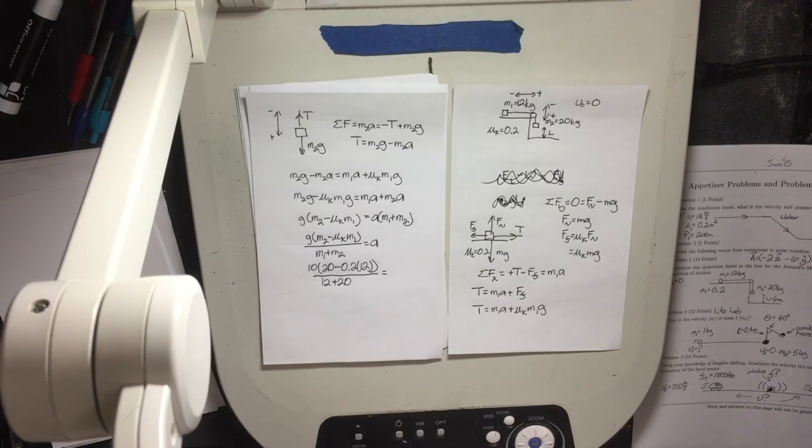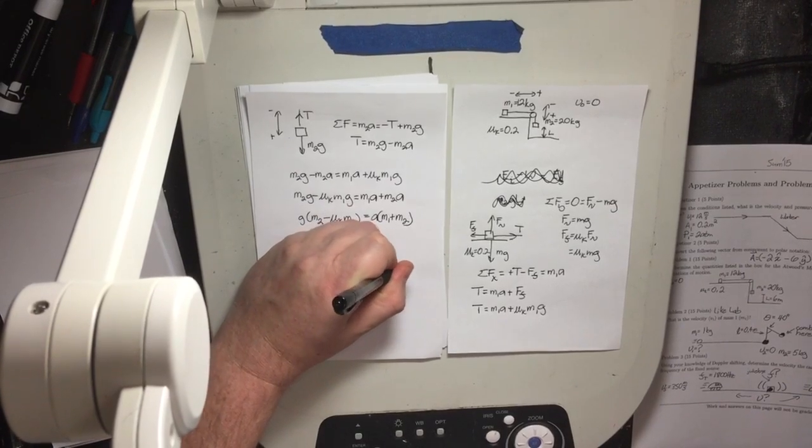5.5? Hold on. Times 10 divided by 32. 5.5. Exact.